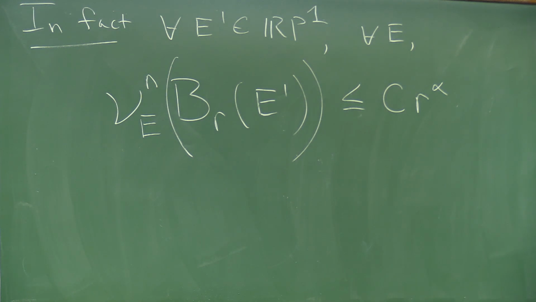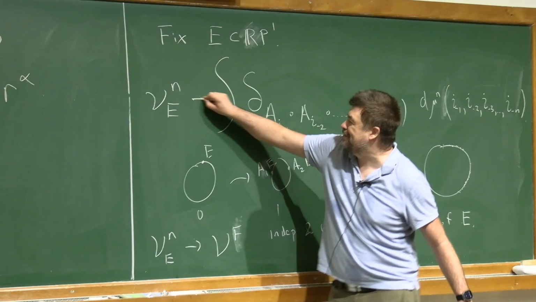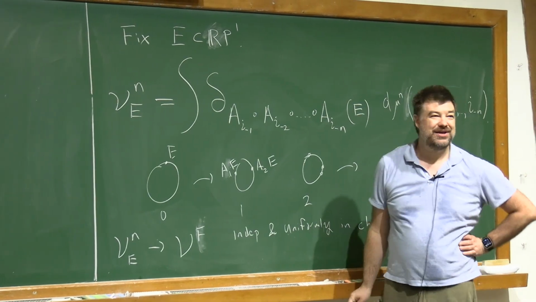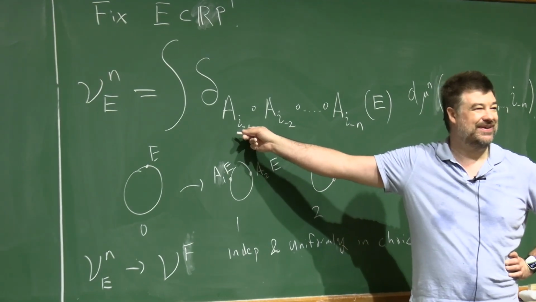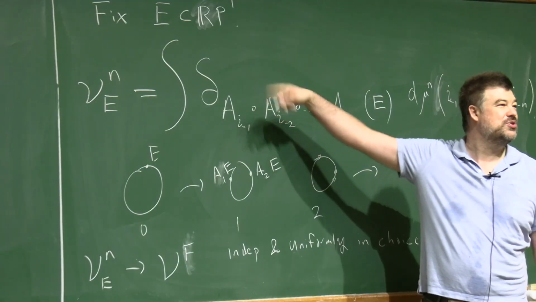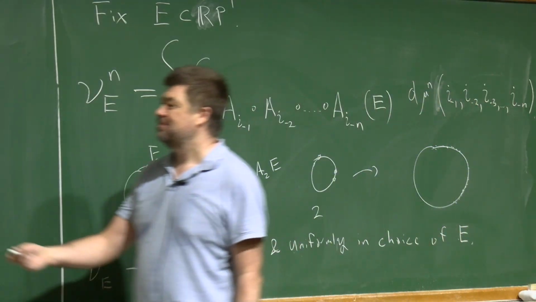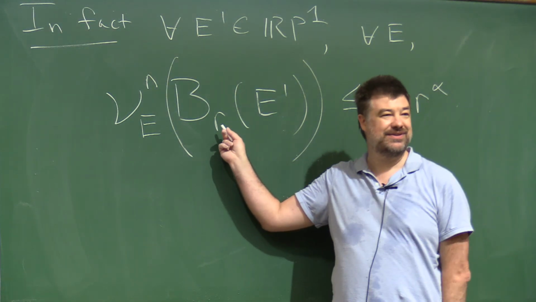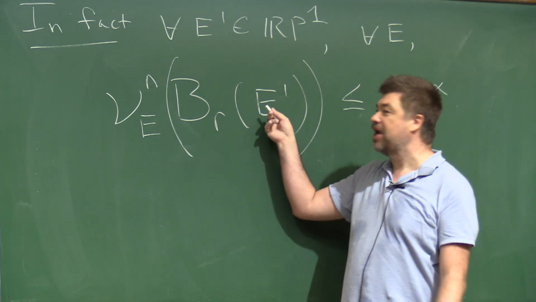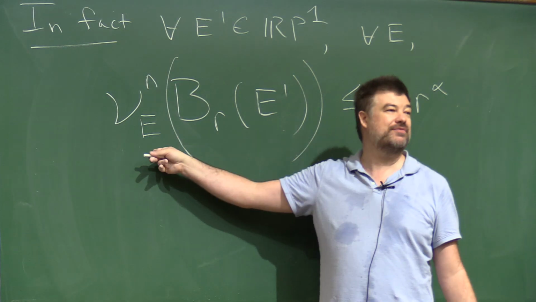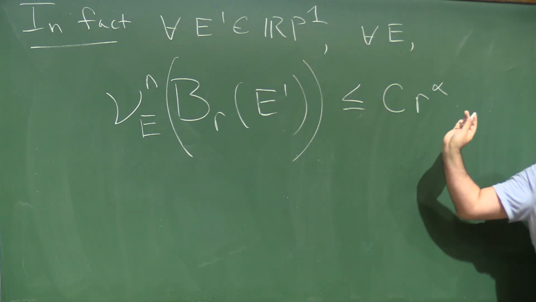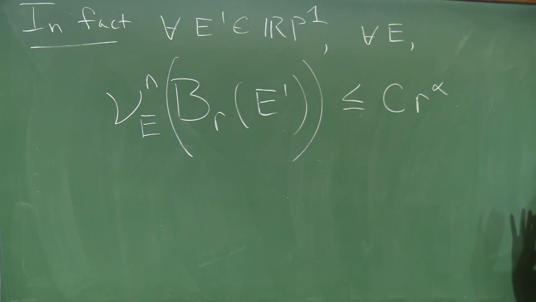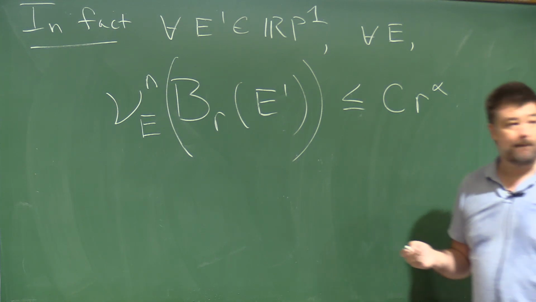It's this one that I built over here. Maybe equals this guy. This measure has lots and lots of atoms. It has probably 2 to the n atoms. Can measures with atoms have any decay? If E prime is in the support of this, then you'd see no decay. So this is completely nonsense, but it's true as long as my R is not too small.